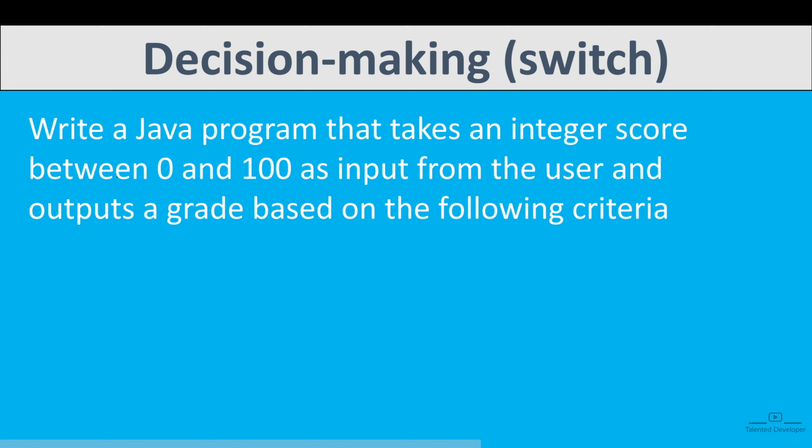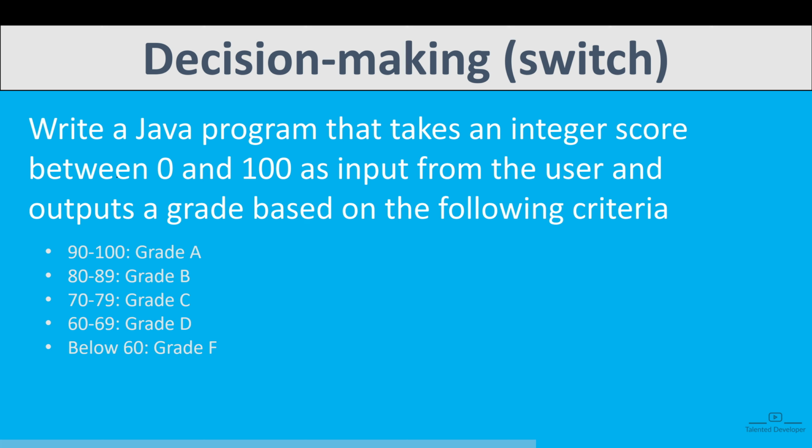So the next problem, grade calculator. Here you have to write a Java program that takes an integer score between 0 and 100 as input from the user and outputs a grade based on the following criteria. 90 to 100 means grade A, 80 to 89 grade B, 70 to 79 grade C, 60 to 69 grade D, and anyone scoring less than 60 gets grade F. Here you can use a switch statement to solve this. If the user enters 85, then the output will be grade B. Similarly, if someone enters 65, that means grade D.